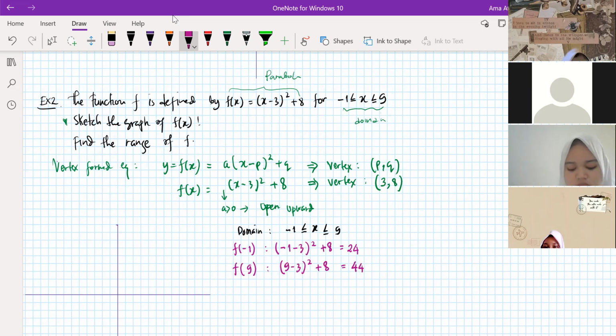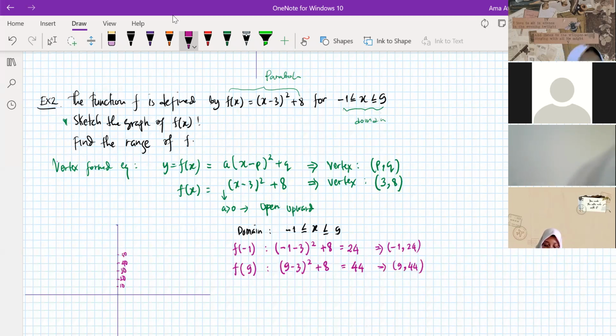Then I will firstly write the domains. It is from negative 1 comma 24. The point here is negative 1 comma 24, and here I have 9 comma 44. Okay, so let me say that each step of these is 10: 10, 20, 30, 40, and 50.